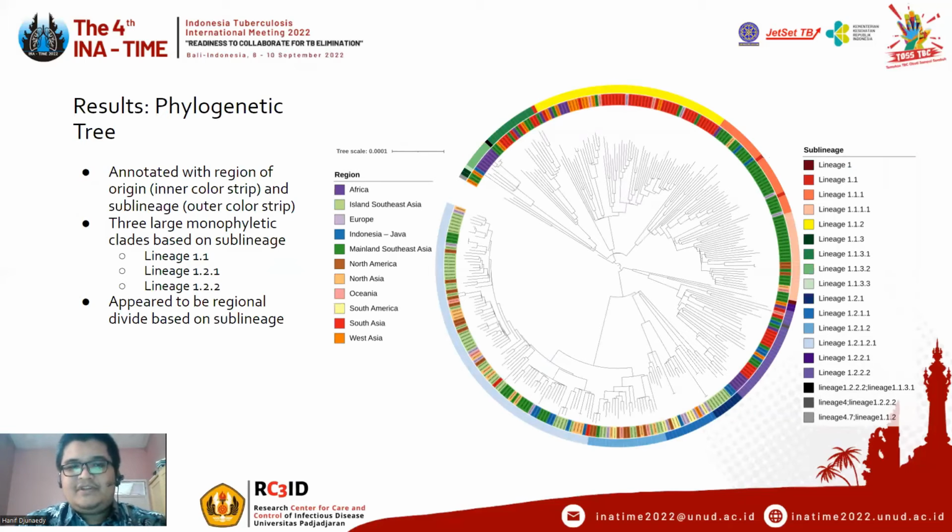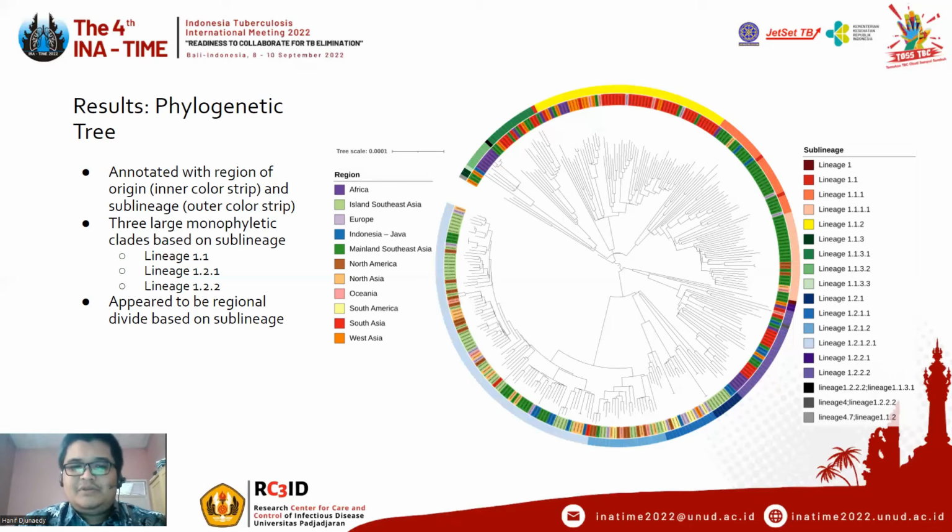This is the result of the phylogenetic tree reconstruction. The annotations of the inner color strip are the region of origin, and the outer color strips are the sublineage information. Just based on appearance, we can see that there are three large monophyletic clades based on the different sublineages. At the top here, we have a monophyletic clade based around lineage 1.1. At the bottom left, another large monophyletic clade is based around lineage 1.2.1, and at the bottom right is a monophyletic clade based around lineage 1.2.2.